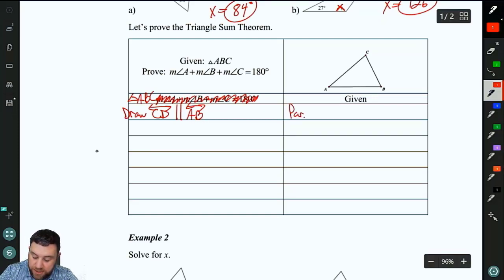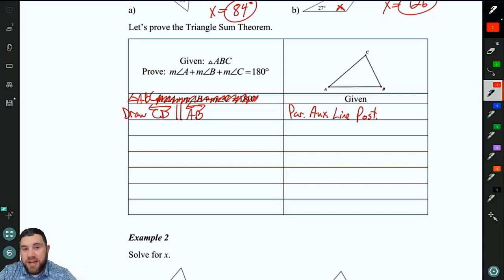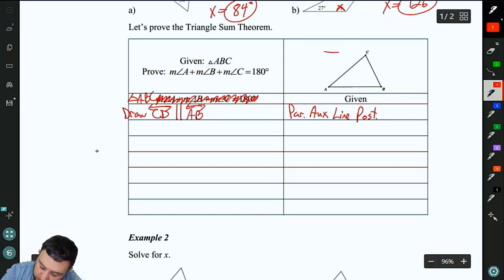That's the parallel auxiliary line postulate. And again, that's not a real name. I did it just because it's easier than writing out: through a point not on a line, there is exactly one line parallel to the given line. So let me draw my auxiliary line in here.